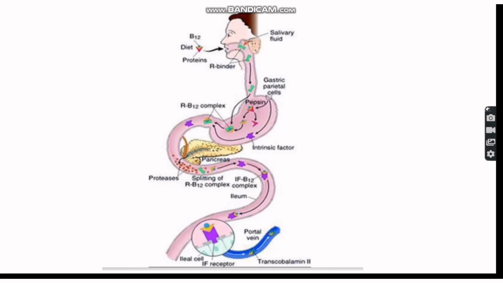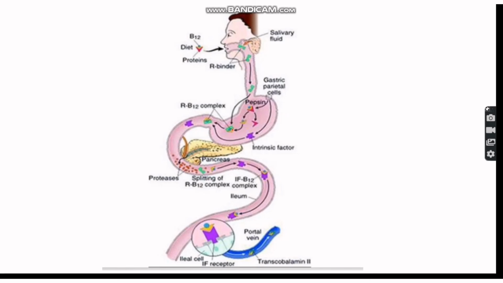Okay, so once this is consumed, the salivary gland produces saliva and will release R binder, that I have told you is transcobalamin 1. Okay, this transcobalamin 1 will then bind to its protein part, and then the pepsin will be released from the gastric parietal cells. Okay, so this is the bound vitamin B12 that is bound with the protein part. Once this vitamin B12 present in the food enters the mouth, the salivary gland will release R binder, that is transcobalamin 1 receptor.